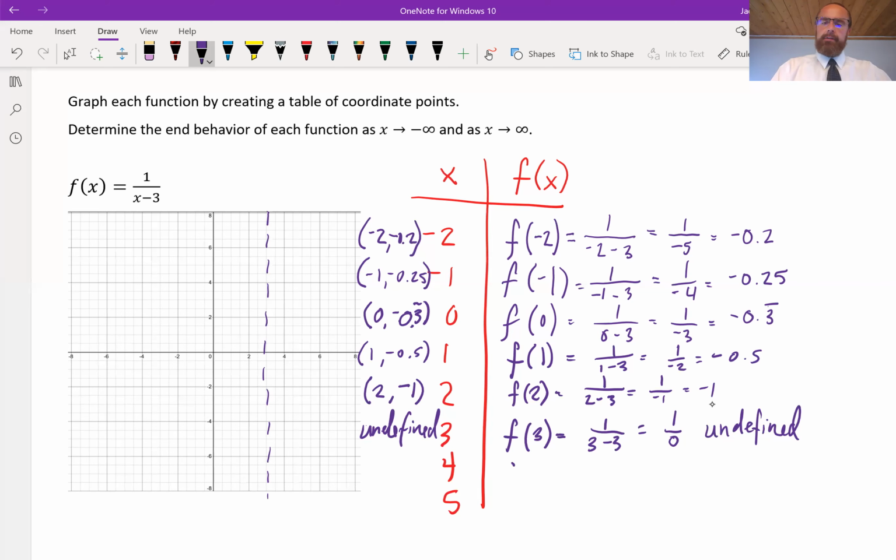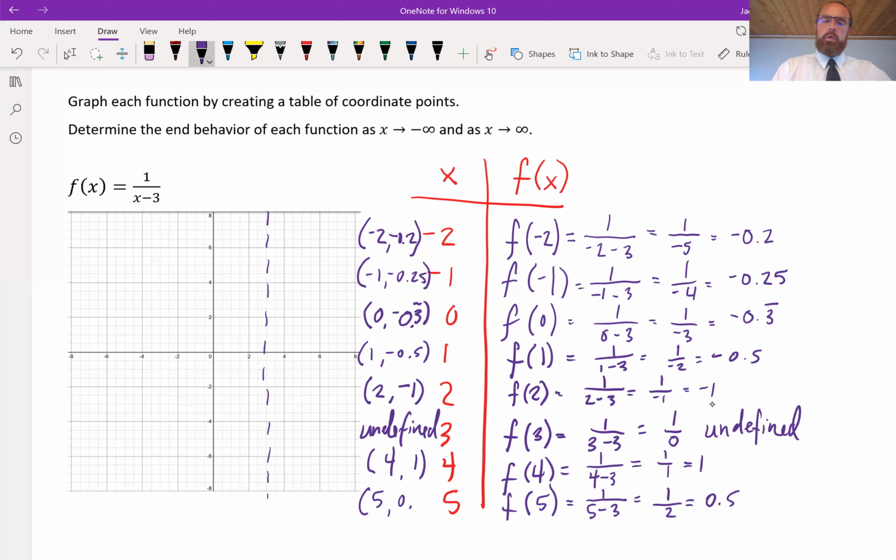Well, let's see if we have a defined value when x is 4. So f at 4 is 1 over, again, I'm just replacing x with +4, so 4 minus 3, which is 1 over 1, and that's a good point, 4 comma 1. The last value that we've got on our table is x equals 5. We'll calculate f at 5, which is 1 over 5 minus 3, and that reduces down to 1 over positive 2, or positive 0.5. So we've got our points.